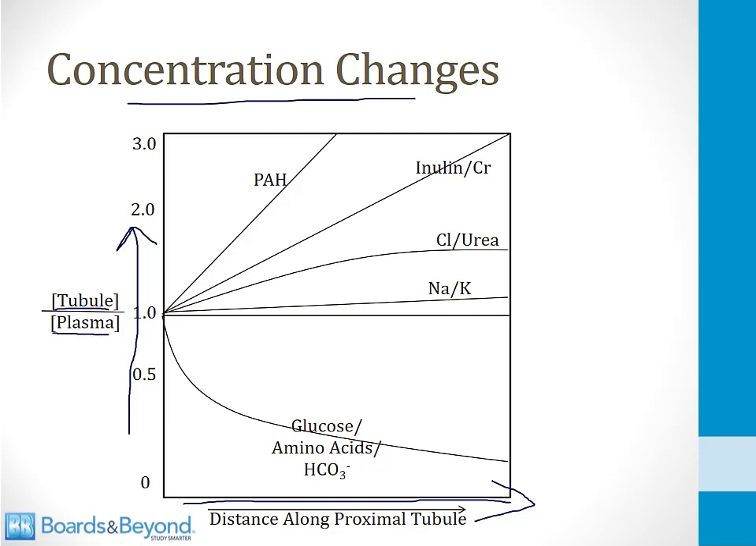So initially, all of the substances have the same concentration as plasma right after they are filtered at the glomerulus. But then as the tubular fluid moves along the proximal tubule, the concentration changes. Some of those solutes see their concentration rise relative to plasma, others see their concentrations fall. So we're going to try to explain this entire graph in the next few minutes here.